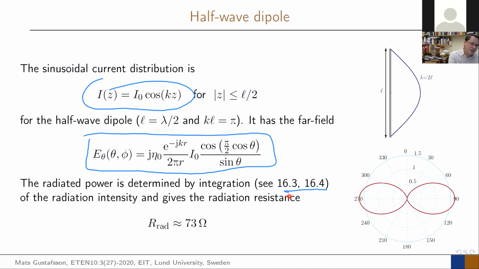It doesn't give you any real understanding, but you can do it and it can be computed. And if you do that, you find out that the radiation resistance of this is a little bit more than 70 ohms, somewhere between 70 and 75 ohms. The calculation here really shows 73 ohms. It can be calculated with many decimals.